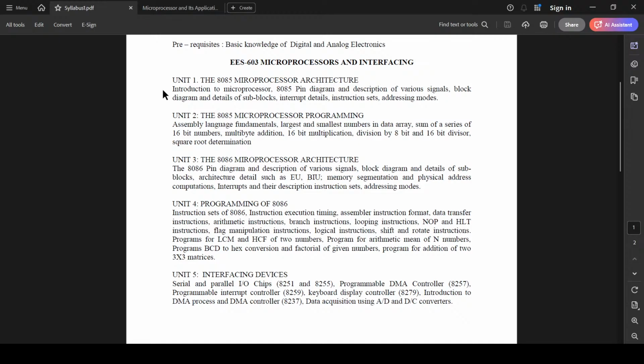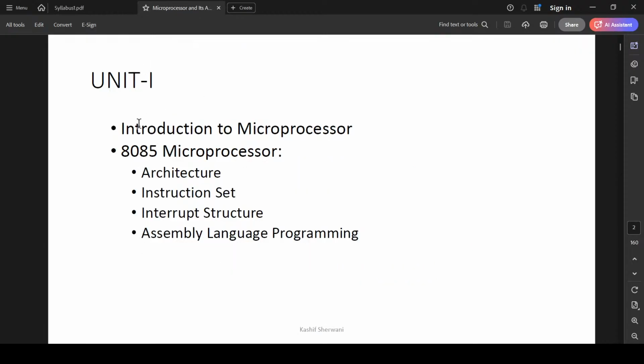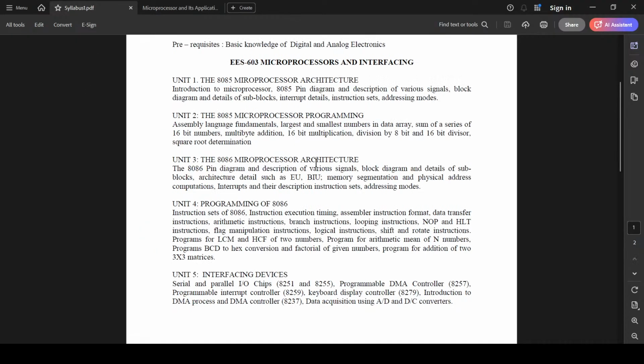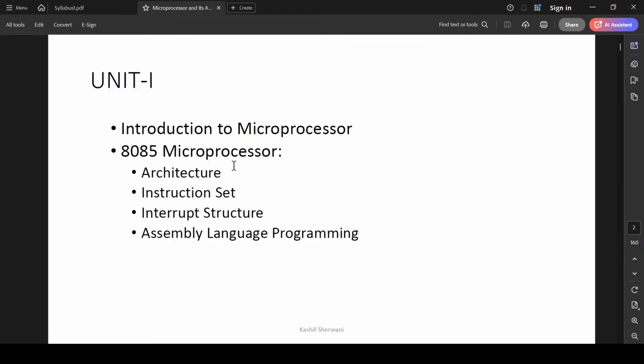In the first unit, we'll have the introduction, the pin diagram, the signals, block diagram, sub-blocks, interrupt details, the instruction set, and modes. So this is unit one: introduction, architecture, instruction set, interrupt, assembly language programming. Assembly language programming, I think, is from this part. So let's start.